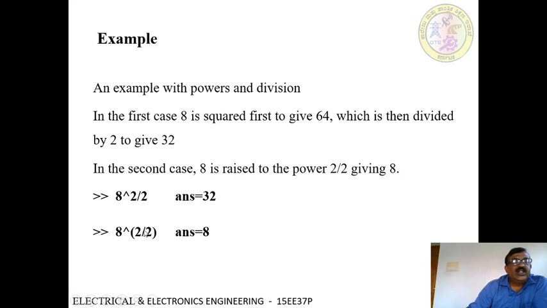But in the second case, 8 is raised to the power of 2 by 2, because 2 by 2 is within the parenthesis. So then 8 is raised to the power of 2 by 2, which gives the answer 8. 2 by 2 is 1, and 8 to the power of 1 is also 8.